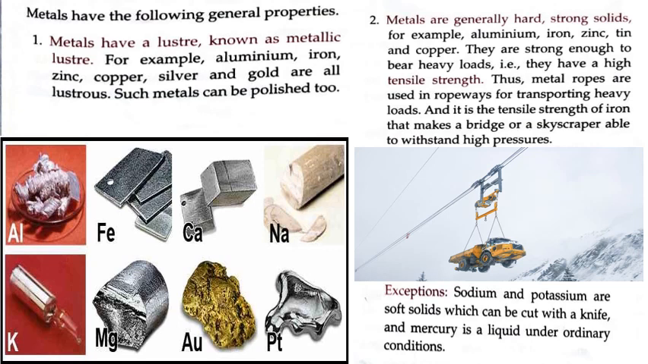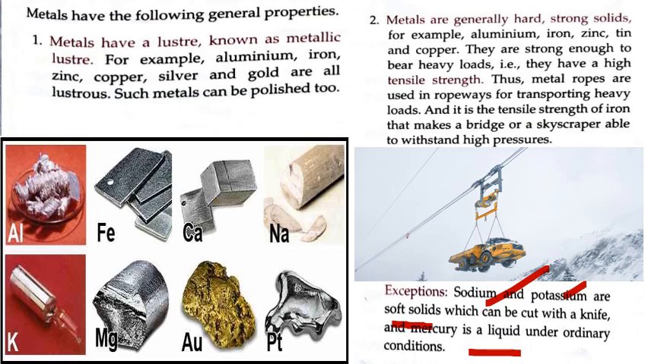There are metals which are not very hard or very strong. These are sodium and potassium. These are soft solids which can be cut with a knife, and mercury is a liquid under ordinary conditions. So sodium and potassium are very soft. They can be cut with a knife. So they don't have a high tensile strength. They are not hard. Okay.